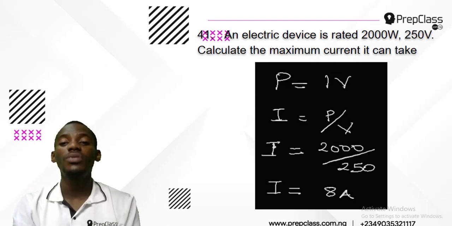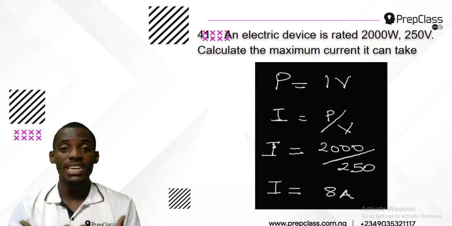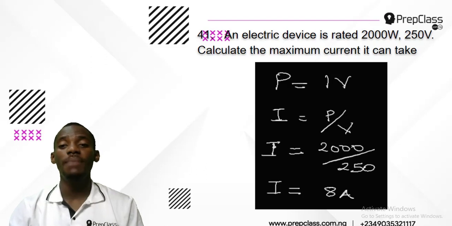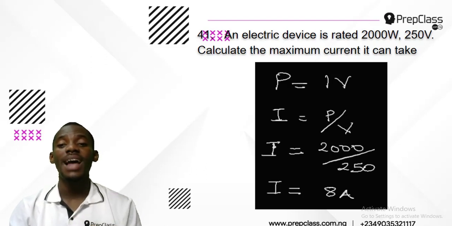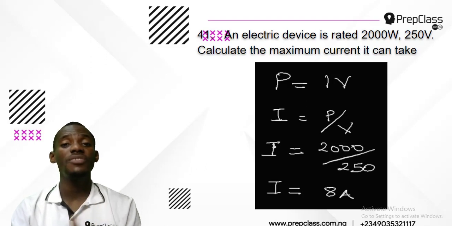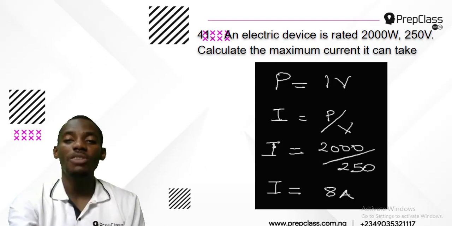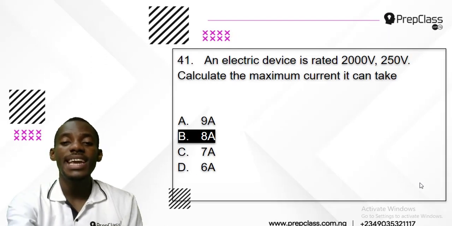What's the power? 2000 watts, over what's the voltage? 250 volts, and that will give me 8 ampere, and that is the current of the system. Don't forget the power formula is P equals IV, where P is power, I is current, and V is voltage. So I is power over voltage, 2000 over 250, and that is 8 ampere. Very simple, easy peasy, right? The answer is 8 ampere.